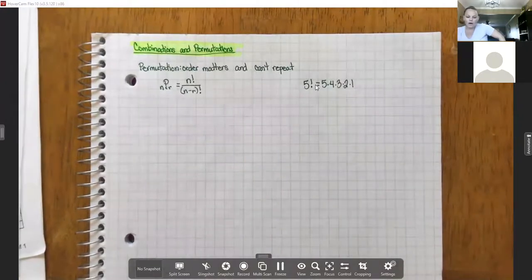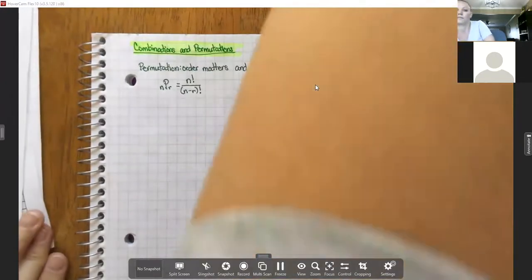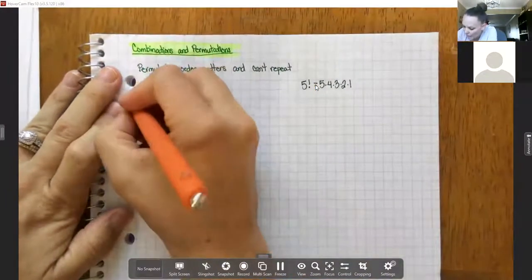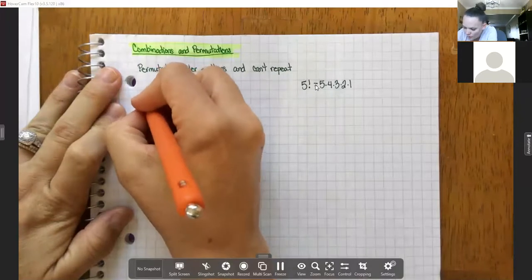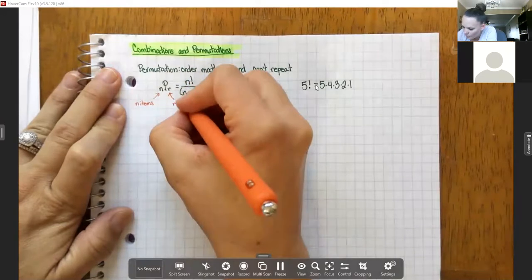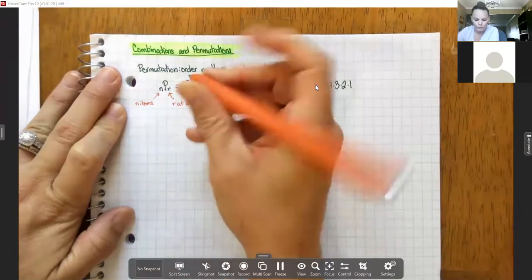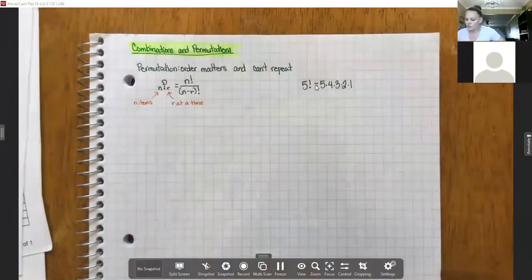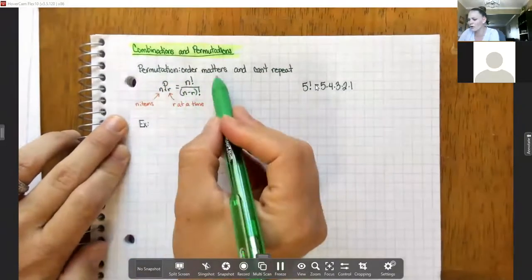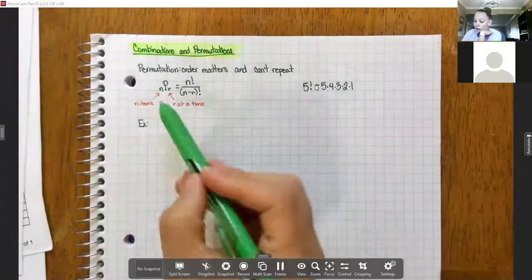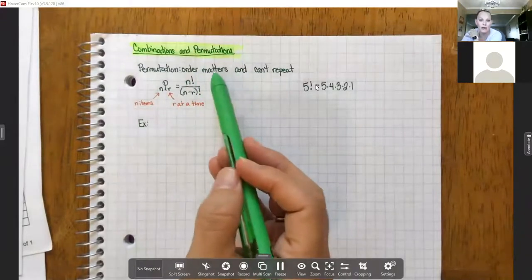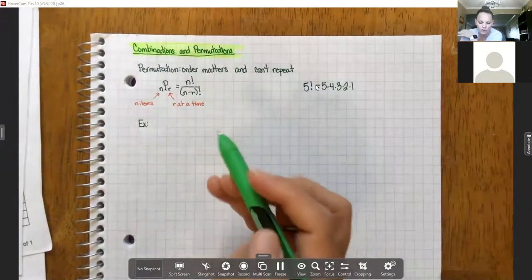So this nPr here, n means n items, and then r at a time. So just one example here of what this means, because here I said order matters and you can't repeat. So you have n items to pick from and you're picking r of them. The order that you pick them matters and you can't repeat. You can't pick something twice.